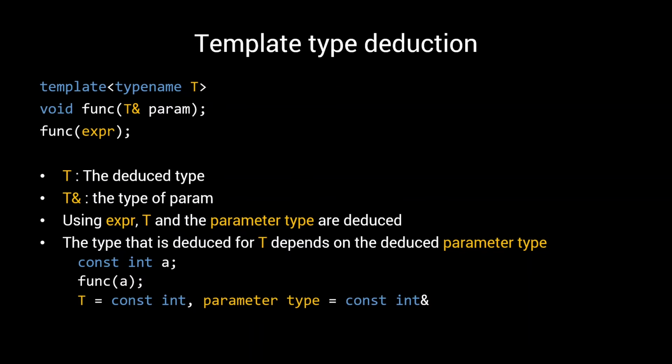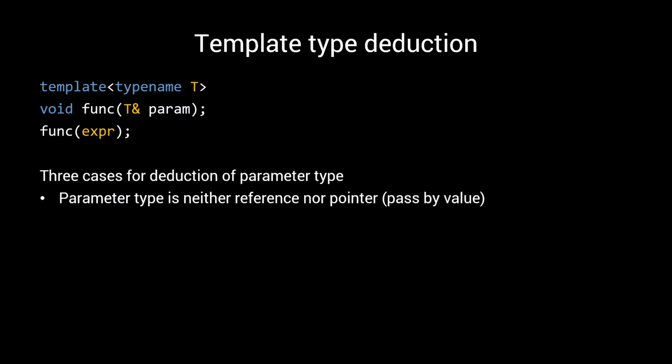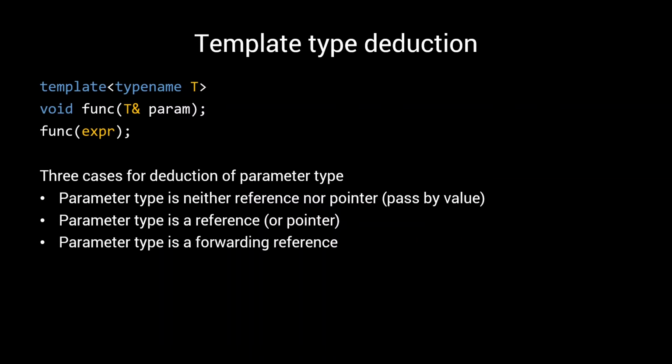When talking about template type deduction, there's three different cases that we distinguish. First, when the parameter type is neither a reference nor a pointer. So this is when you're passing things by value. The second case is when your parameter type is either a reference or a pointer. And the third case is when your parameter type is a forwarding reference.